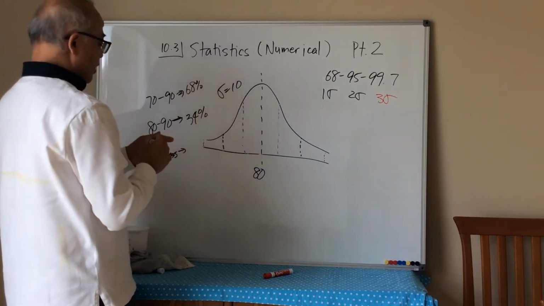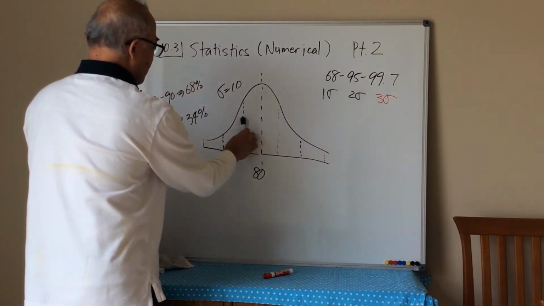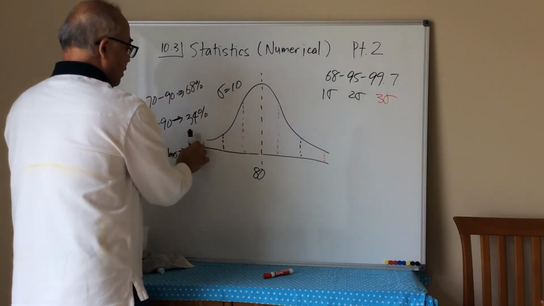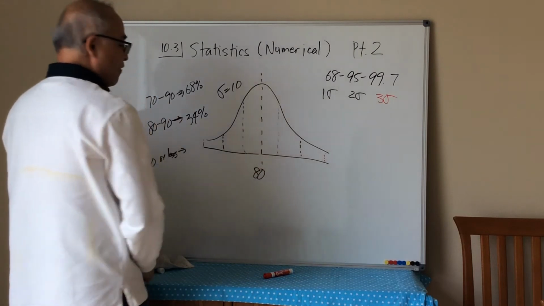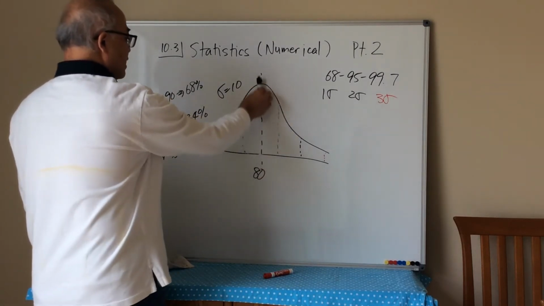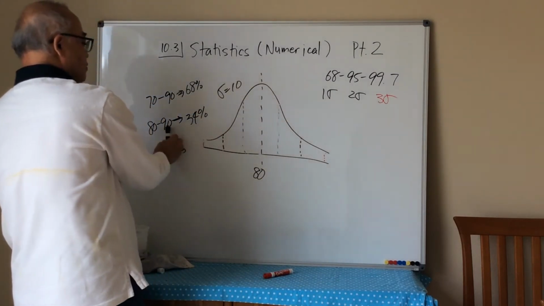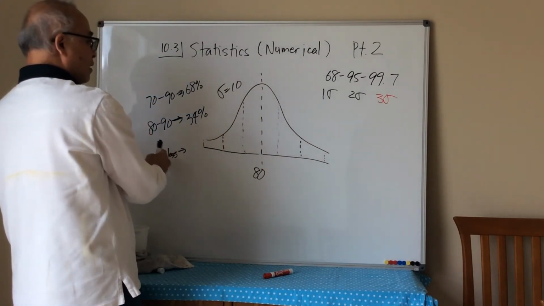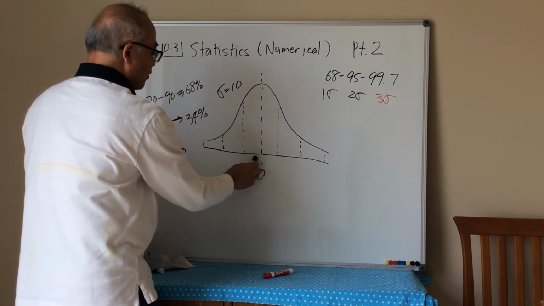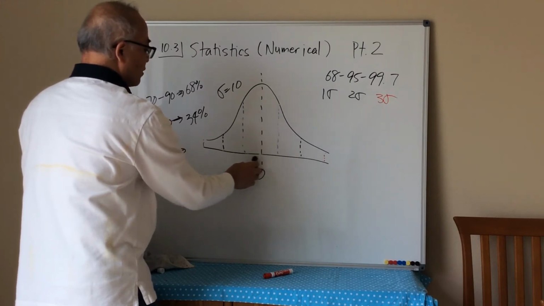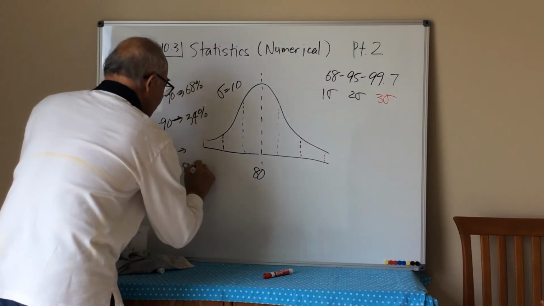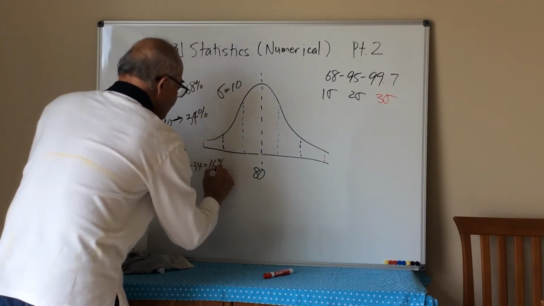Again, I could ask you how many people scored 70 or less. 70 or less would be from here all the way out here, right? So how would I find that out? From here to here is what? That's 50%, right? Because half of them are going to be less than 80. But I also know that from here to here was 34%, right? So 70 or less is going to be 50 minus 34, 16%.